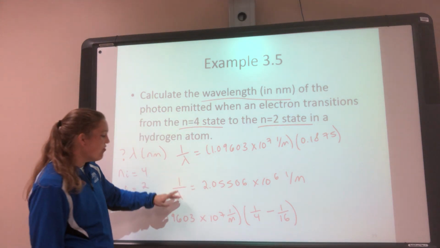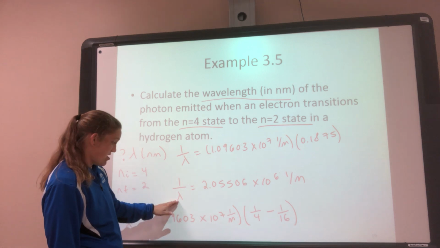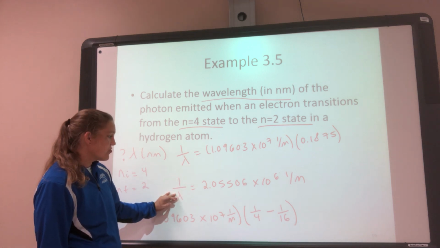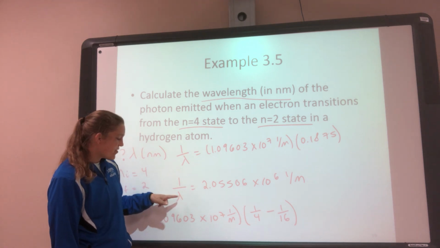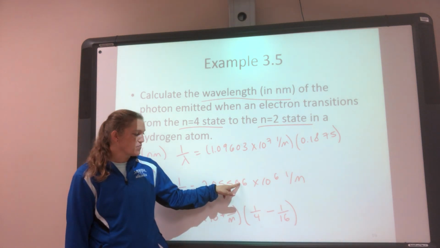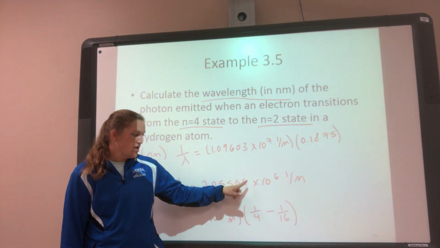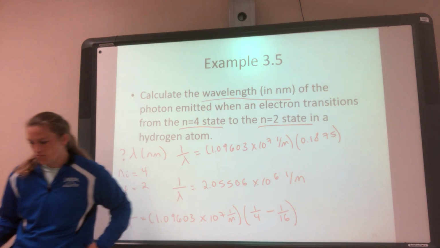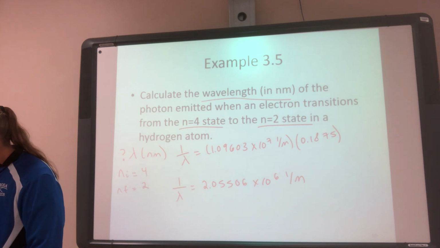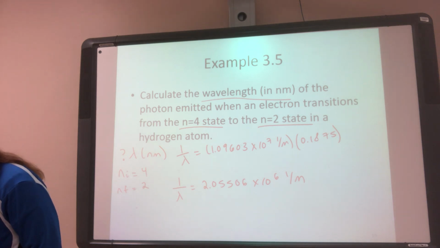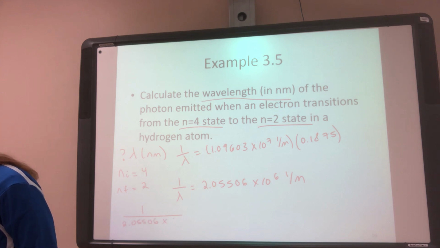This is 1 over lambda. I wanted lambda, not 1 over lambda. So what we have to do is we have to change. There's a couple ways you could think about this. You could first think about it like, okay, if I multiply this over, so then lambda would be over here, then I would have to divide this over. Okay, that's one way for you to think about it, is move the lambda over and then divide that over. So you'd have 1 divided by 2.05506 times 10 to the 6th, 1 over a meter, is equal to lambda.